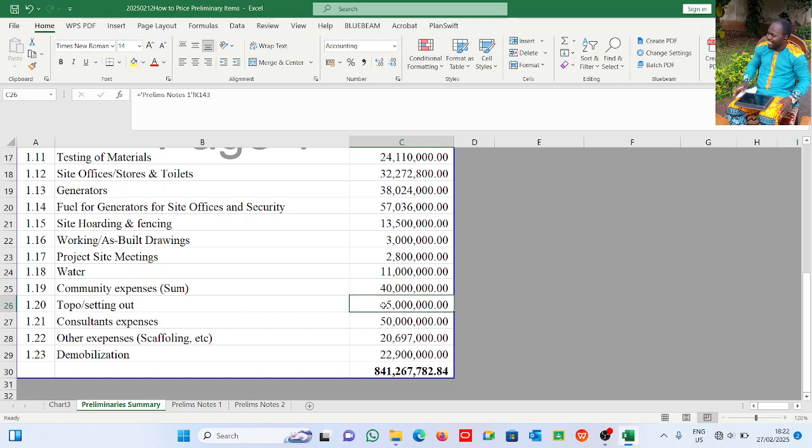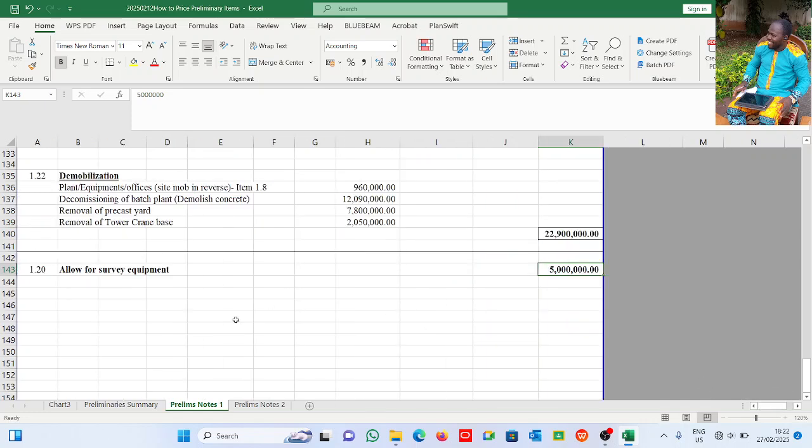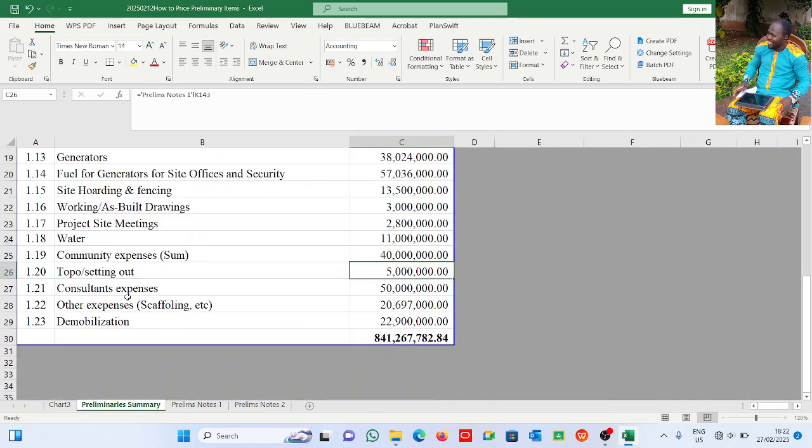Now, of course, topo setting, that's your surveying equipment, say 5 million naira. Then consultant expenses. See, if you want your project to go very well, you must take care of your consultants. You must make provision for your consultants. Otherwise, you struggle on that particular project. So you need to take care of your consultants properly.